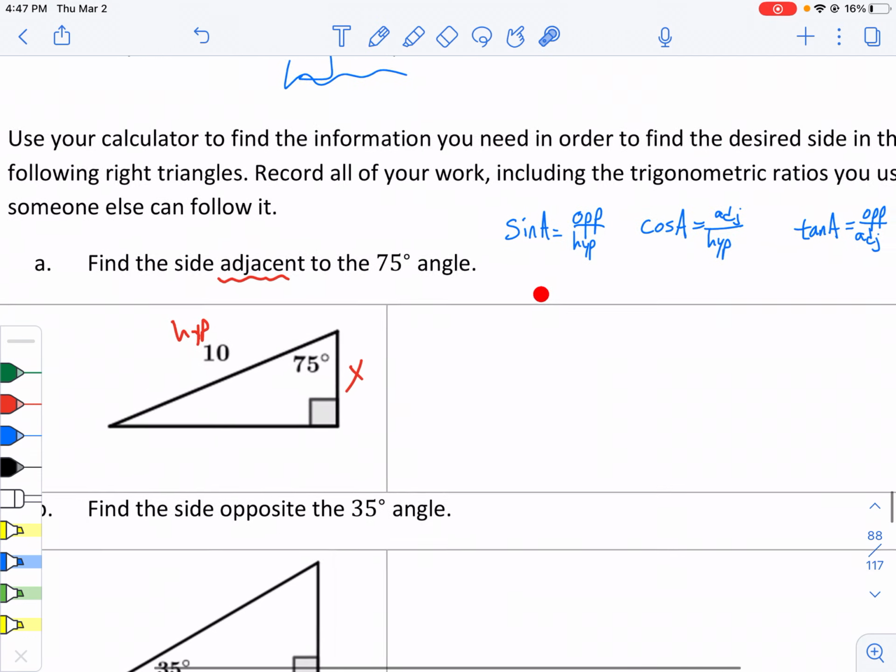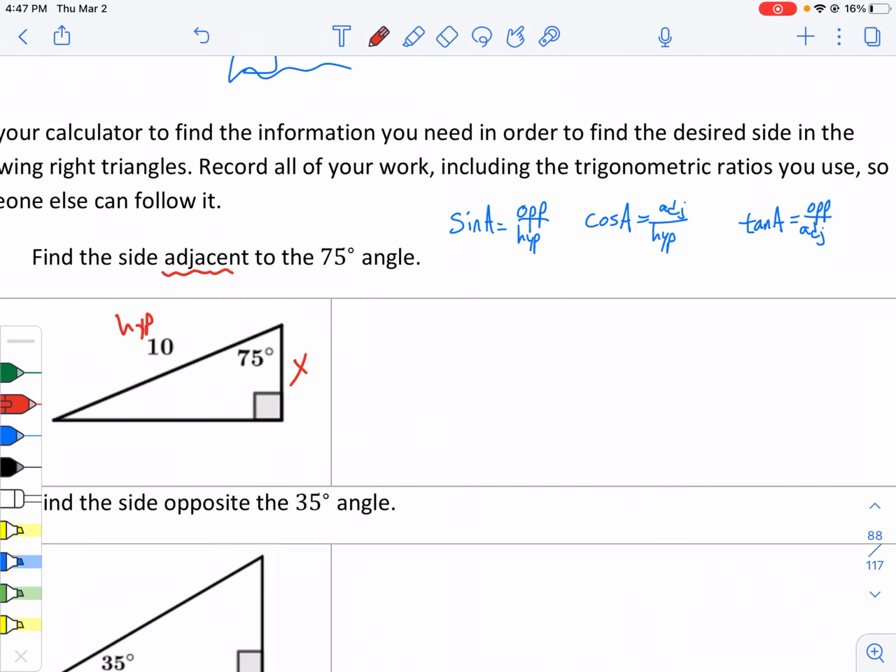All right, so we ask ourselves, we've got adjacent and we've got hypotenuse. Which one does that match? Adjacent to hypotenuse is cosine. So once we decide we're going to use cosine, we can write our equation. Cosine of our angle equals adjacent over hypotenuse. You need to always start with this equation or one of these three versions of this. Sine, cosine, or tangent equals the fraction. This is our trig equation.